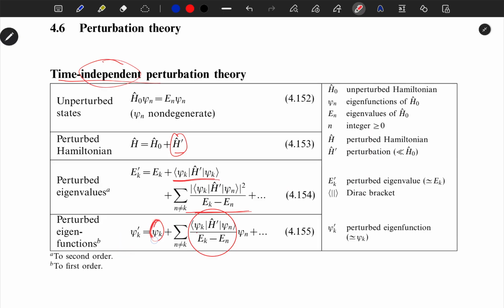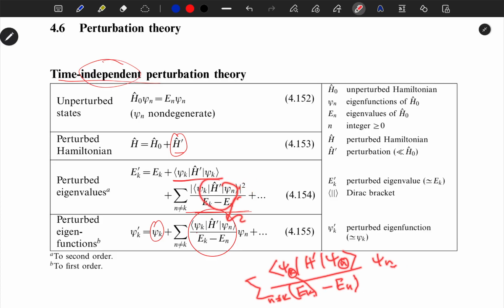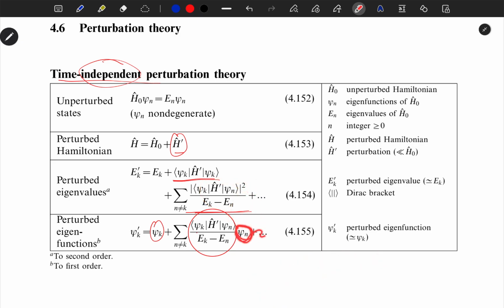Perturbed eigenvector, this is the unperturbed eigenvector with addition to psi k. So we will have H dash, that will be operated between psi k and psi n, divided by Ek minus En, times psi n. So here n not equal to k. The same thing here, it will come here without a square term and with a multiplication of psi n here.